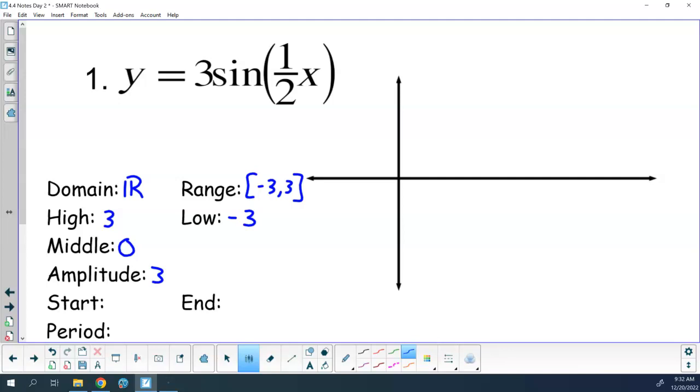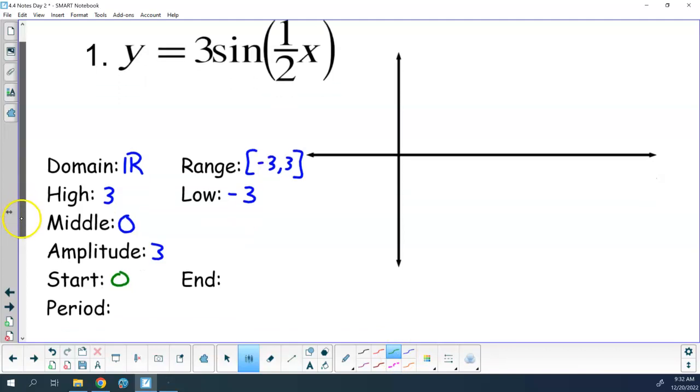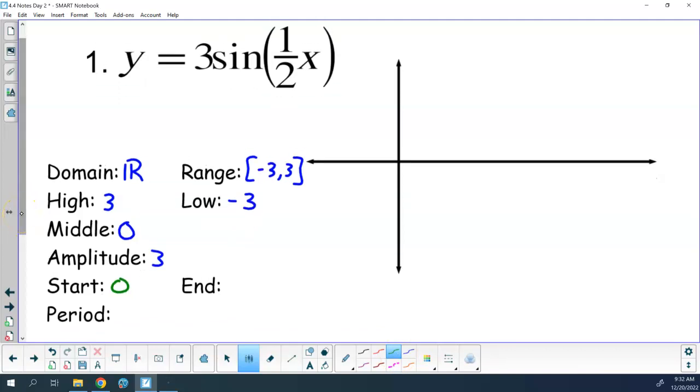Okay? Where does this one start? Starts at 0, yep, because we haven't done horizontal shifts yet. Where does it end? Well, at what? Do we agree with it ending at pi? Do we agree with it ending at 2 pi? I don't agree with either one of those.